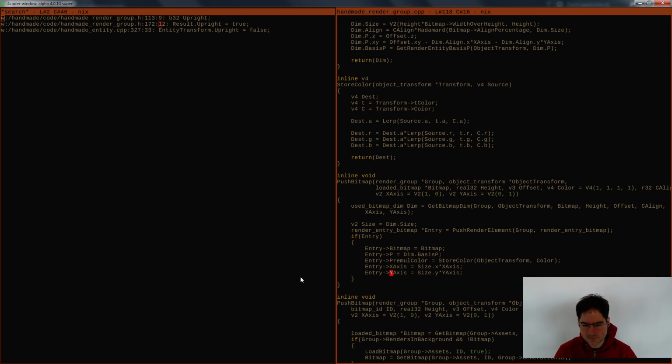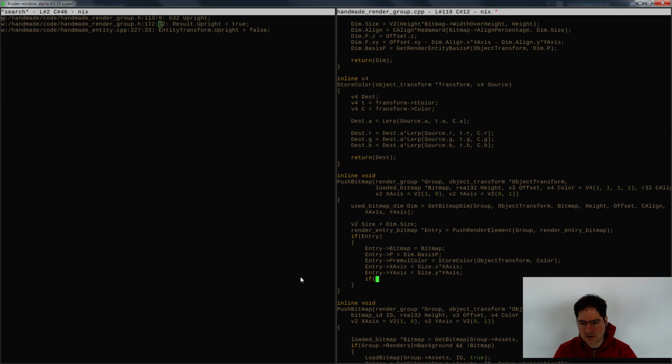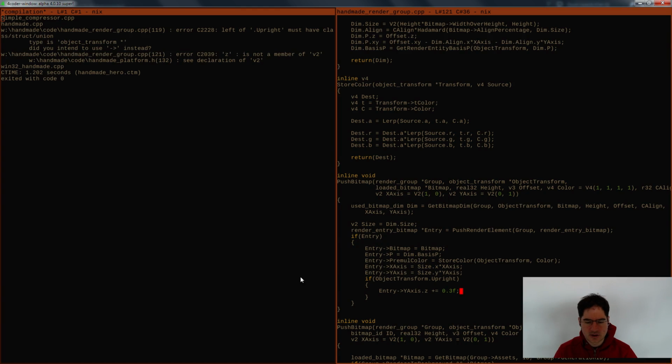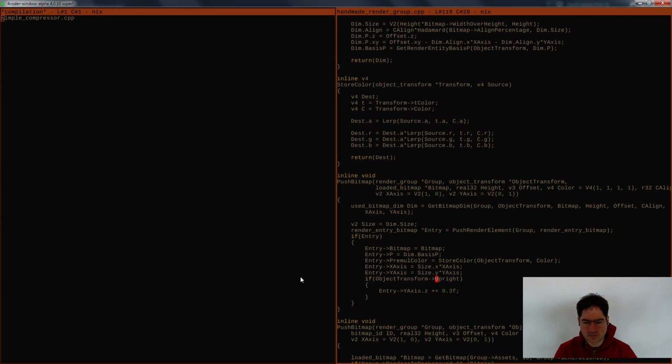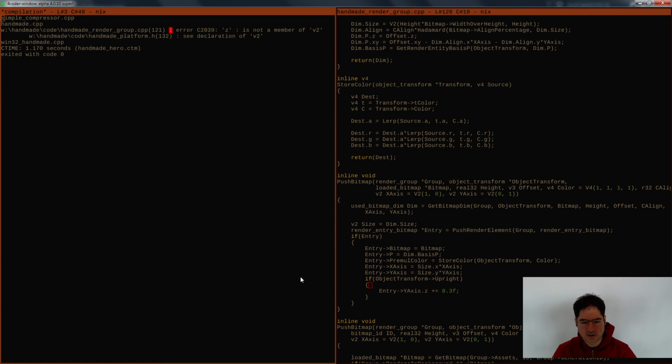So for example, one thing we could do is say, if object transform upright, and this is not even remotely a good idea, but I'm just giving you what the idea is. We could add some height to the sprite in the case where the object is supposed to be an upright object, just so we can see the difference between the two of them. Oh, wait, are the x-axes only v2s? All right, that's fine.